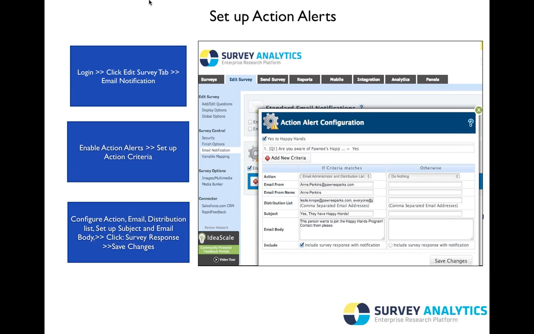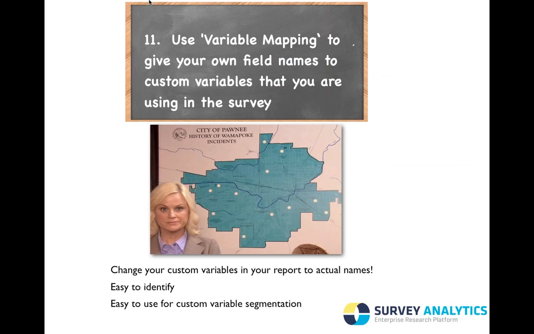For example here, we have Ann Perkins, who needs to send a report to the Parks and Recs team every time someone is interested in signing up for the Happy Hands training program. So what we have here is her logging in to Survey Analytics, clicking on the Edit Survey tab, and then going to Email Notification. Once she goes there, she'll need to enable the action alerts and set up the action criteria.